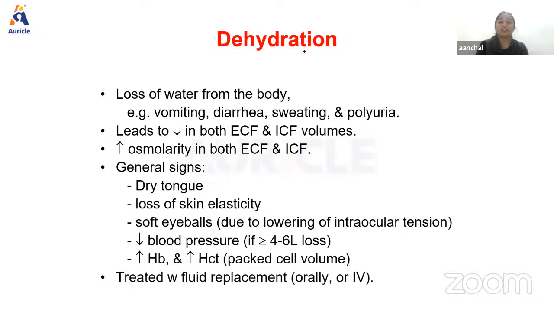Now, what is dehydration? Dehydration is the loss of water from the body. Examples are vomiting, diarrhea, sweating, and polyuria. Polyuria is the condition in which there is excess production of urine. It leads to a decrease in both ICF and ECF volume. Both fluids will decrease if the person is suffering from this condition.